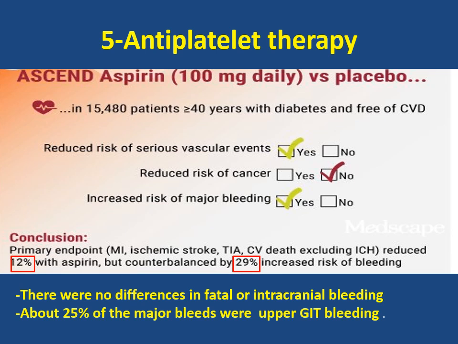The conclusion of the ASCEND trial was that the primary endpoint, including myocardial infarction, ischemic stroke, TIA, and cardiovascular death, was reduced by 12% with aspirin, but this was also associated with a 29% increased risk of bleeding. There were no differences in fatal or intracranial bleeding, and about 25% of the major bleeding were upper GI bleeding.